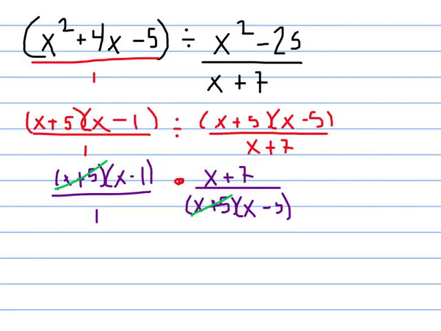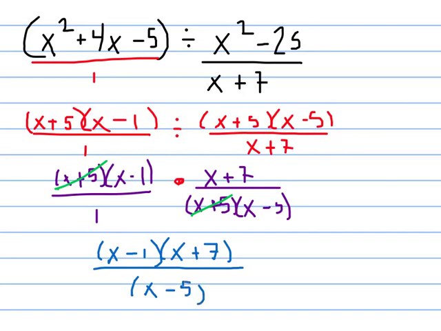Then my final answer will be the top parts. I have an x minus 1 in the numerator, and an x plus 7 in the numerator. I'm going to divide that by, in the denominator, the x minus 5 that I still have. That will be my entire fraction multiplied through. That's the end of this first video of multiplying and dividing rational expressions.